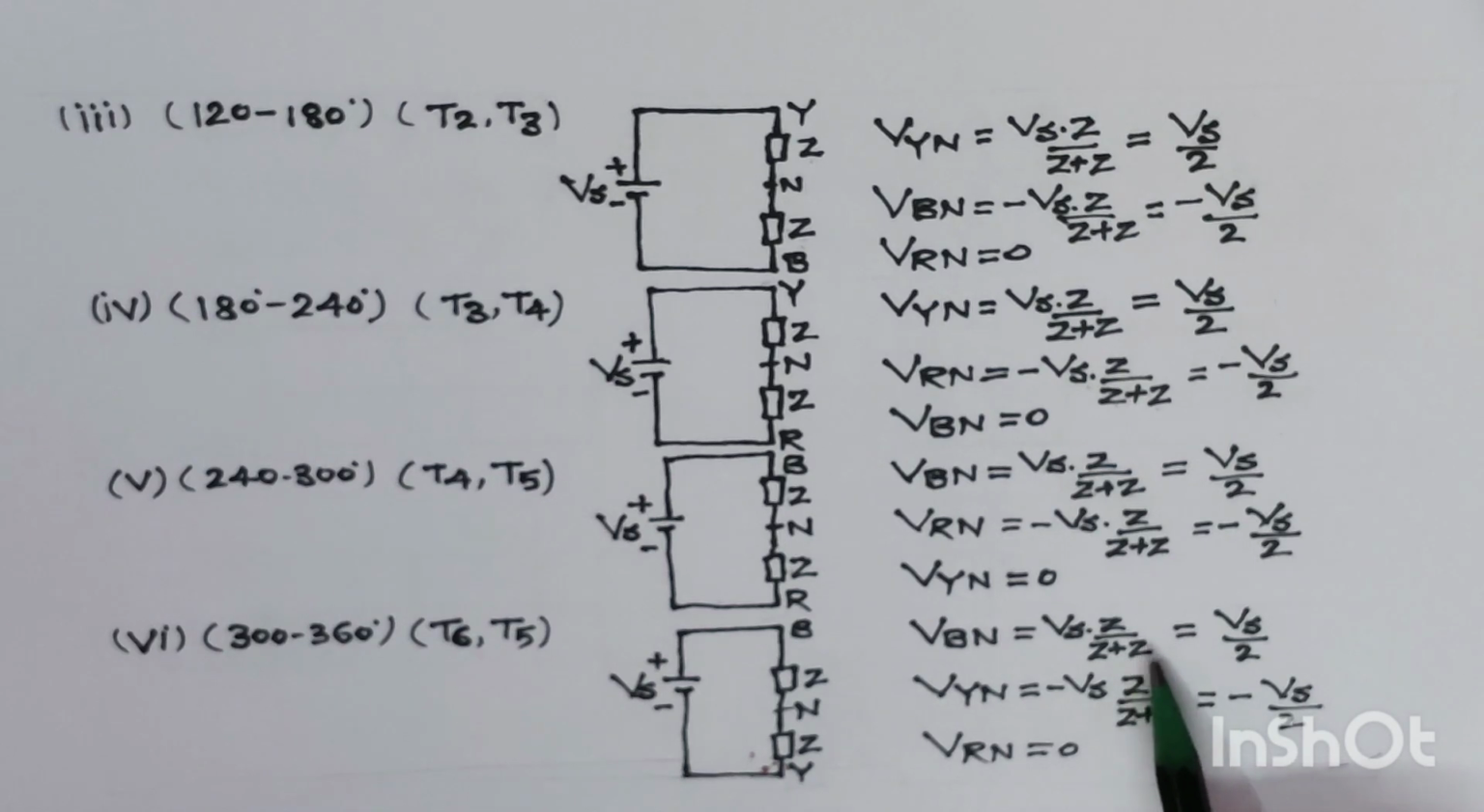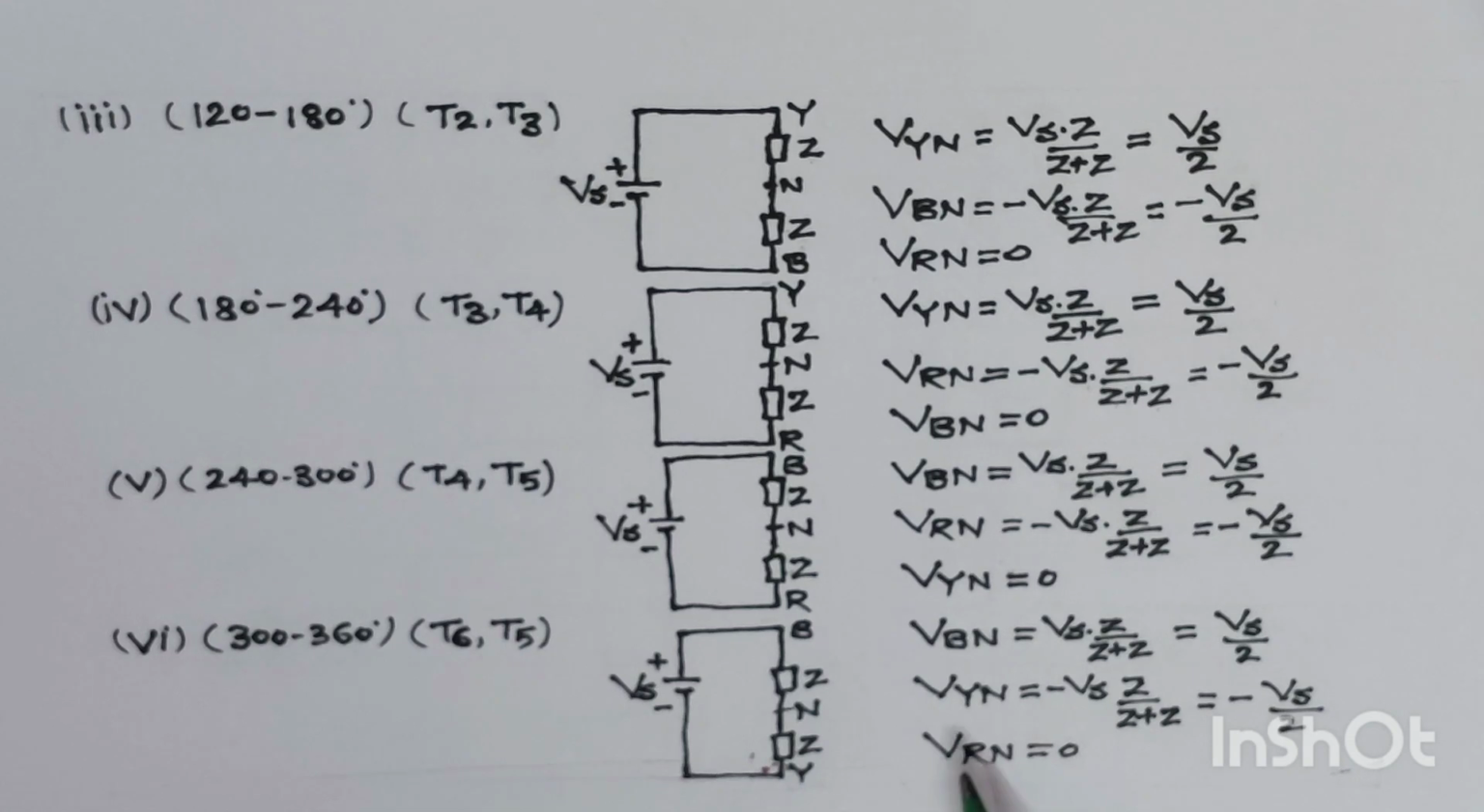So if we solve it, this value comes out to be Vs by 2. Now we will find out the voltage VYN. So what is VYN? Y is connected towards the negative terminal of the battery. So we will write here minus Vs into impedance Z upon Z plus Z upon Z plus Z. If you solve this, this value comes out to be minus Vs by 2.